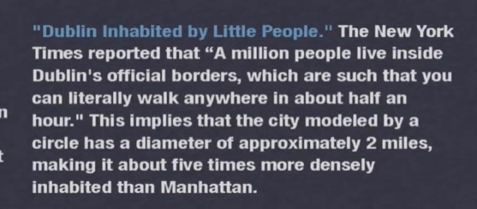Another cute one was New York Times reporting 1 million people live inside Dublin's official borders, which are such that you can literally walk anywhere in about half an hour. So we did a model to assume the city was circular shaped, and it had a diameter of approximately 2 miles, so that was essentially what they were saying, and it turned out it would be therefore about 5 times more densely inhabited than Manhattan. It turns out that they misrepresented the size of Dublin by order of magnitude of about 12, and they also doubled the population.